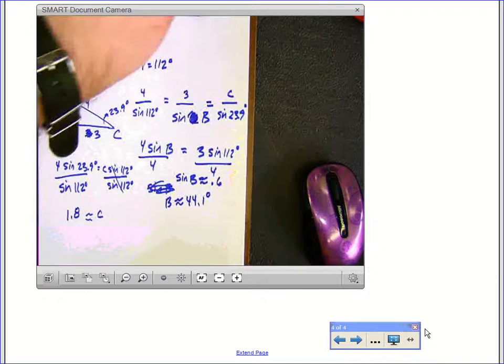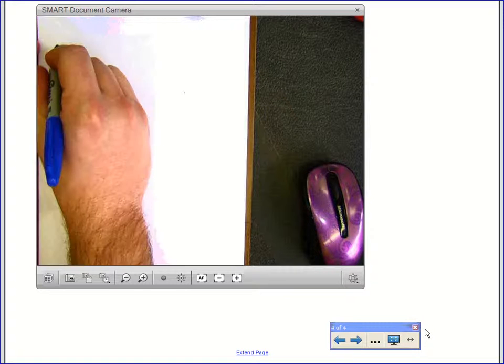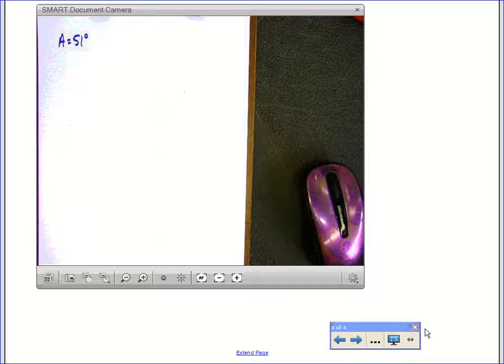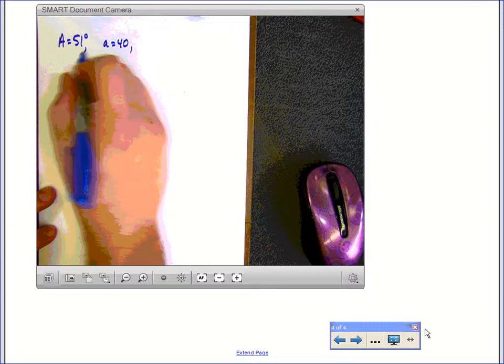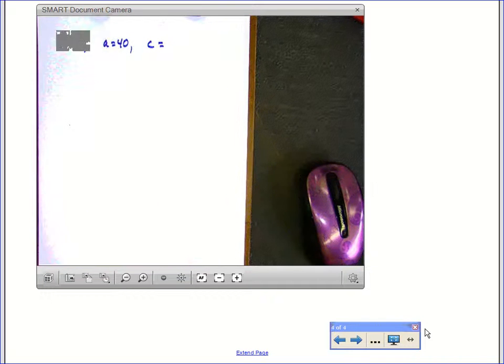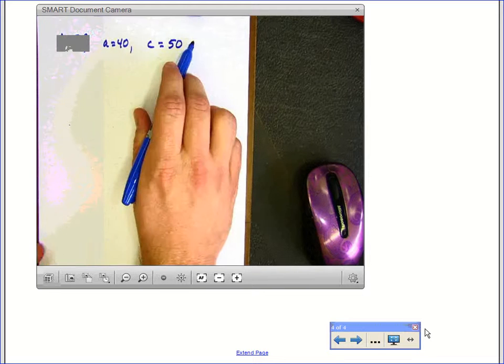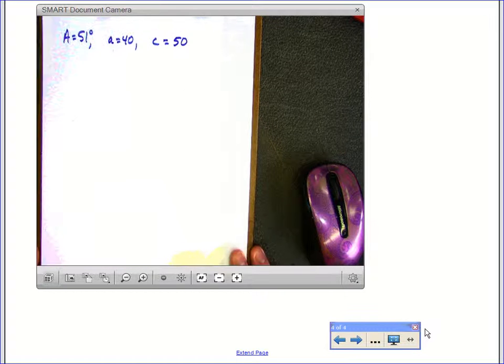Now, here comes the fun one. All right, look on top page 322. We're going to do this one. All right, they give us on this one, A is 51 degrees. All right, A is 40. C is 50. Okay, and these are the sides because they don't say degrees behind those. Now, so it's potentially side-side angle again, isn't it?